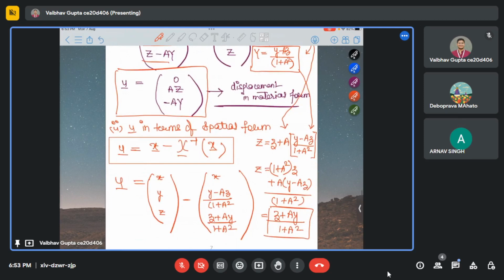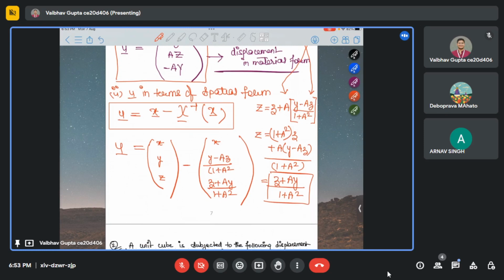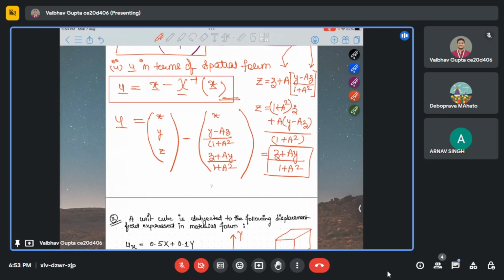Similarly, the next step asks for u in terms of spatial form. Since the deformation field is a one-to-one function, which I explained in the earlier parts, we just take the inverse of the deformation field to relate the small x. So now u in terms of spatial form will be written like this. This small x vector we can write as small x, small y, small z. The basic idea is that if it is asked in the material representation, you have to put all the capital X, capital Y, capital Z. And if it's asked in spatial form, you have to use all the small x, small y and small z.